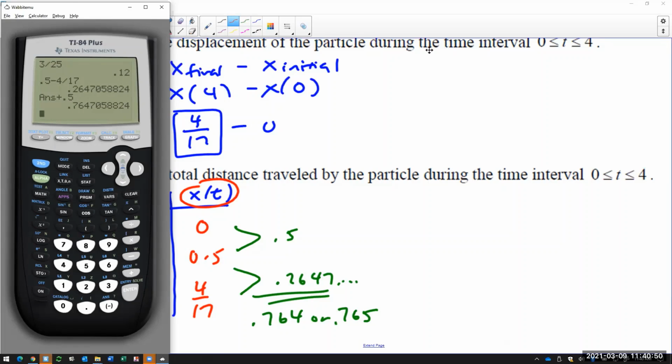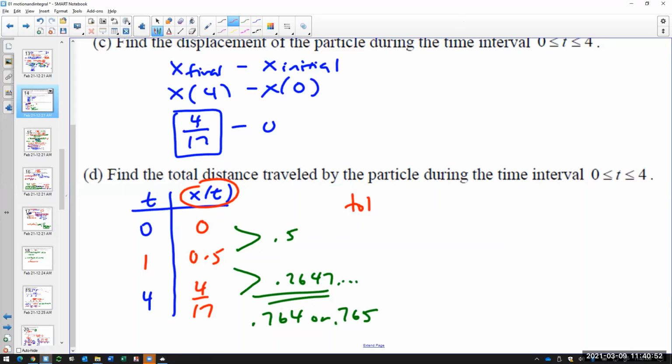Okay, the other way to do total distance is you found a new formula. Remember, it's the integral of the absolute value of your velocity formula dt. Guys, this must be a formula. It cannot be a number, okay? You can't plug in a number here. It's got to be a formula.